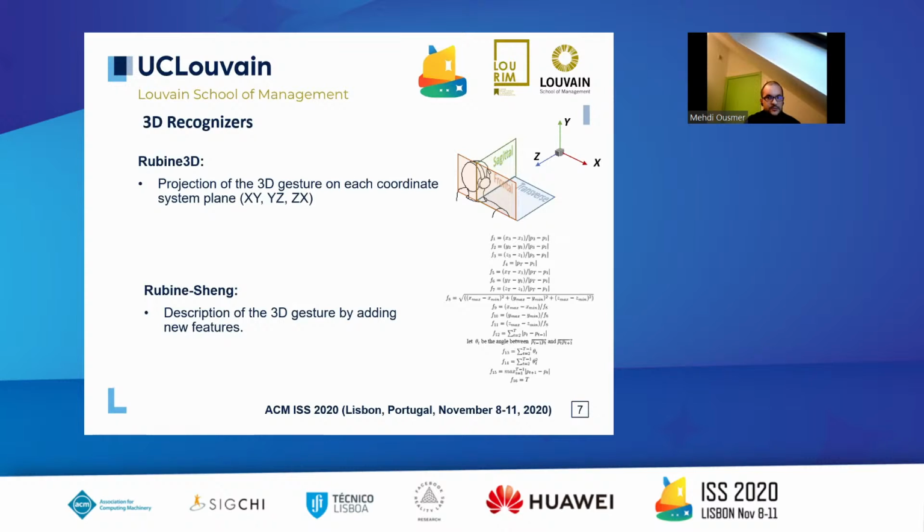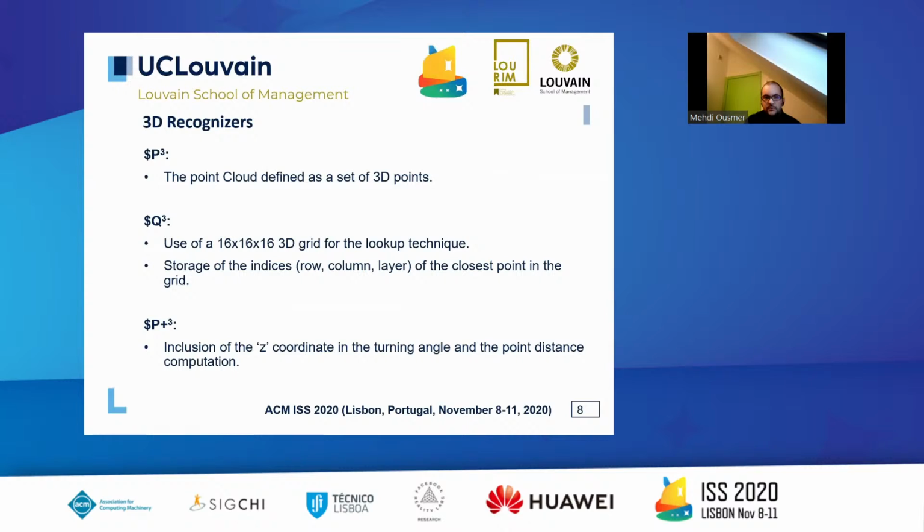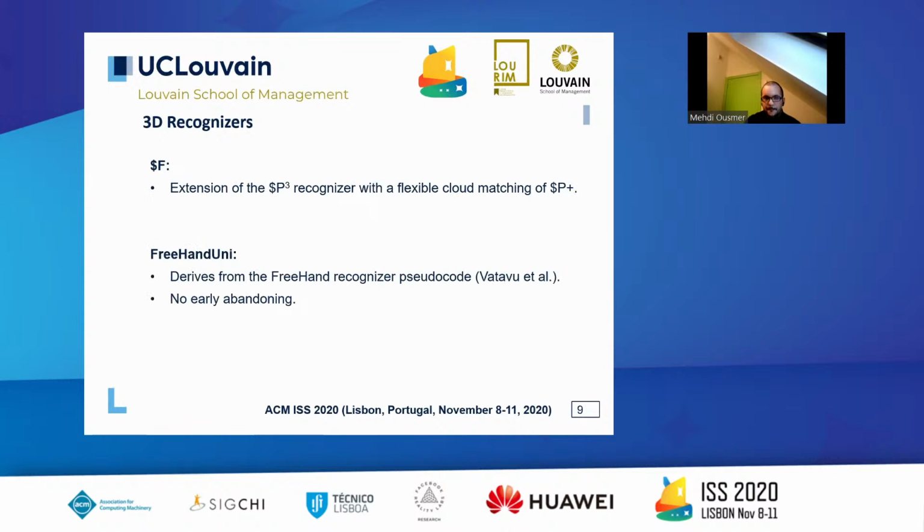First, Rubine 3D is formed of 3 2D Rubine's recognizers. Second one is Rubine Chang, an extension of Rubine's recognizer to 3 dimensions by adding the Z coordinate. The $-family recognizers are extended to 3 dimensions by adding the Z coordinate. $P cube and $Q cube both are 3D versions of $P and $Q respectively. $P plus cube is the 3D version of $P plus. $F and Freehand Uni are 2 new variants of $P. $F is an improved version of $P cube with a flexible cloud matching of $P plus. The Freehand Uni differs from $F because the early abandoning is not included.